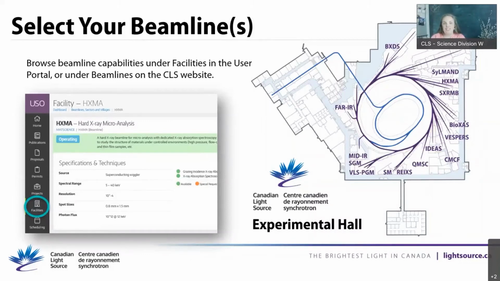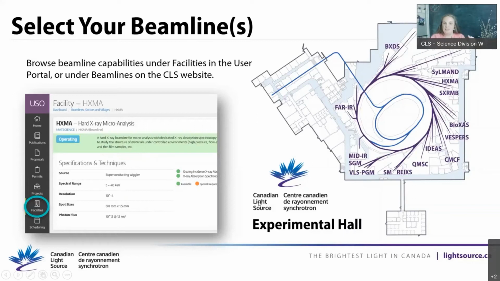One of the big challenges when you're submitting a proposal as a new user is selecting the right beamline for your work. So there are a few different ways to approach this. In the user portal, there's a facilities tab. So you can look at all of the different facilities at the CLS, and on each one, you'll be able to see what the specifications are, specifically the spectral range. So depending on your experiment, you're probably going to have a specific range of X-rays that you're wanting to use, and also the techniques that they support. So that's one way to look through.